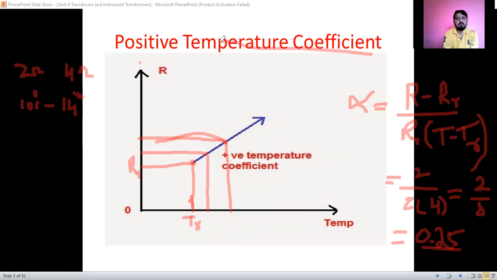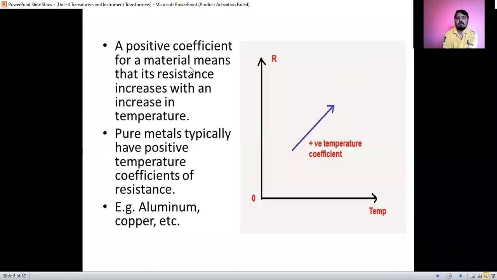So this positive temperature coefficient applies to materials that are metals. For metals like silver and aluminium, the positive coefficient of resistance is there. A positive coefficient for a material means that its resistance increases with an increase in temperature. Pure metals typically have a positive temperature coefficient of resistance, such as aluminium, copper, gold, silver.